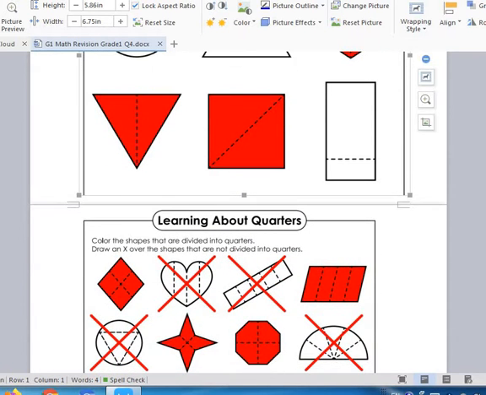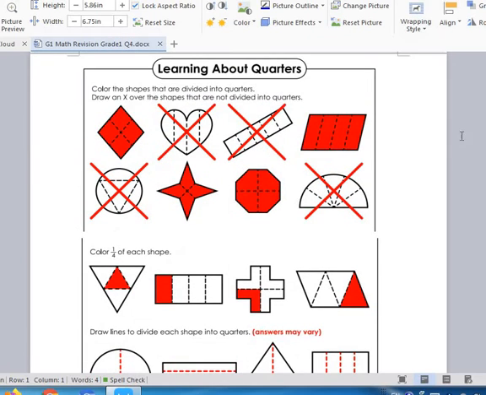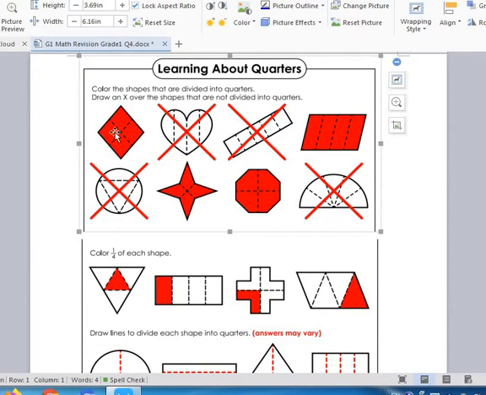Learning about quarters. Do you remember this lesson? Color the shapes that are divided into quarters. I have here this diamond or the rhombus. It's divided inside into four equal parts. So I will color this figure because in the question he tells me to color the shapes that are divided into quarters. Draw an X over the shapes that are not divided into quarters.